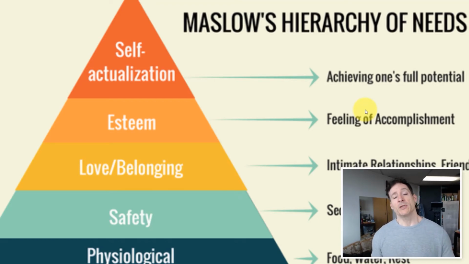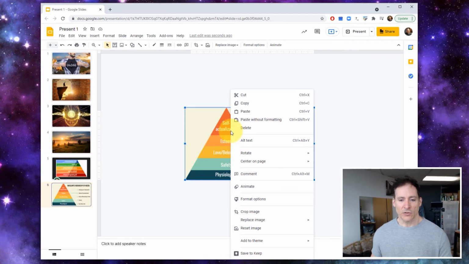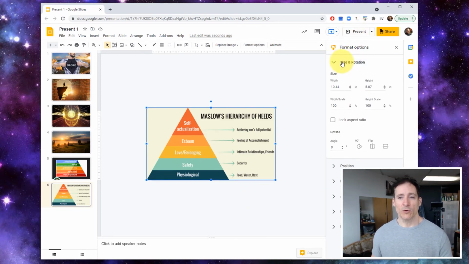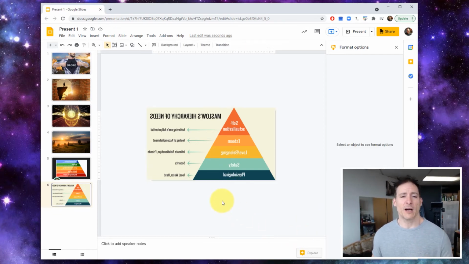However, when I'm using selfie mode on my camera, facing my monitor, it is going to appear backwards. So I need to flip this horizontally. How do I do that? All I need to do is click on the image. I need to right-click it and choose Format Options. In the Format Options, you'll see a Size and Rotation option, and you'll see here Flip. When I flip this image, it actually flips horizontally. It is that easy. I'm super impressed by how easy this was.